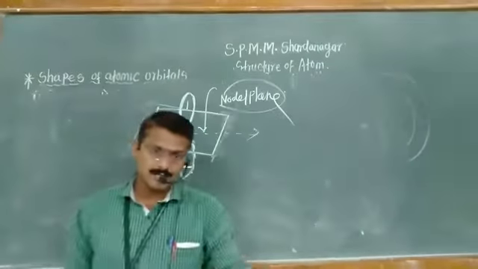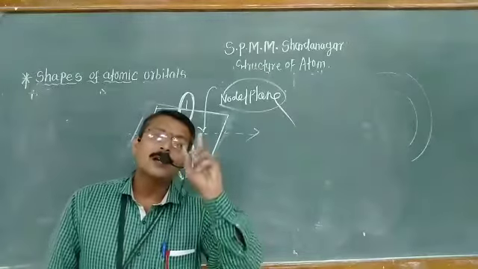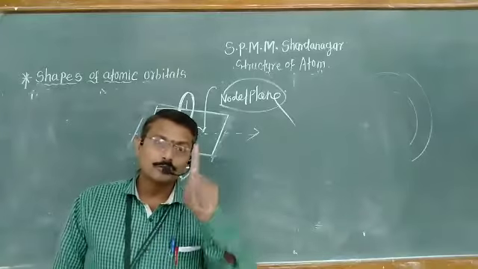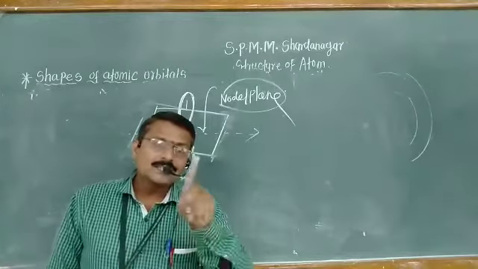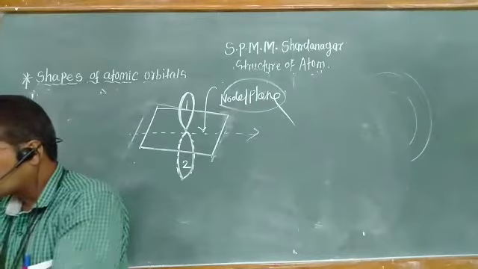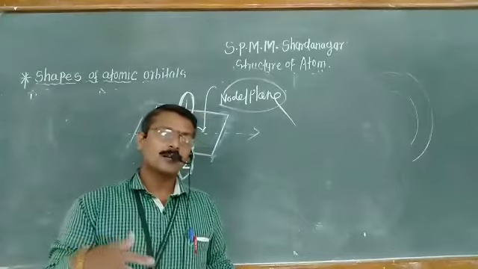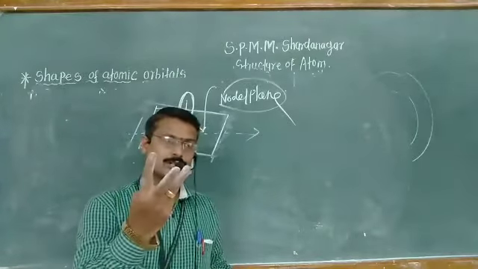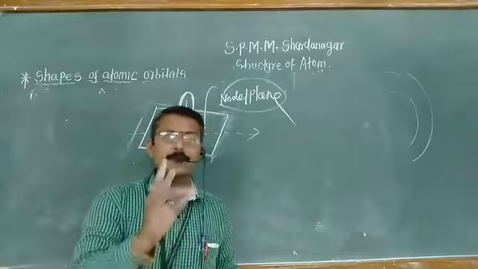So the p orbital gives 3 orientations, and each orbital has 2 lobes, and these 2 lobes are separated by a plane. This plane is called a nodal plane. But this p orbital can be shown in 3 orientations, or it is designated by px, py, and pz.